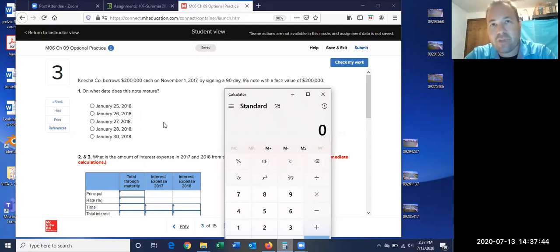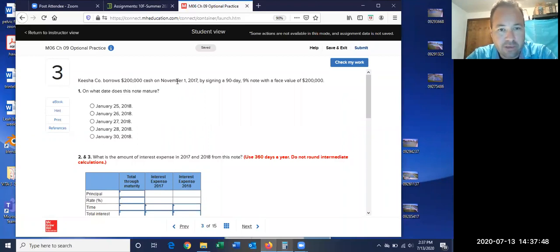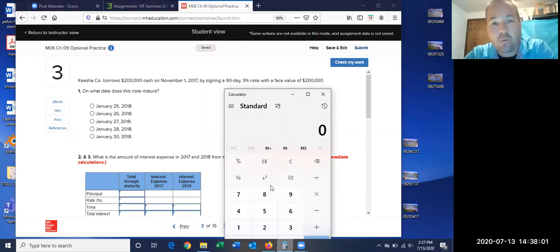You never count the first day. No, whenever you have a loan, you never count the first day, but you do count the last day. So technically on this one, November would only have 29 days, and then December will have 31. So 31 and 29 is 60.